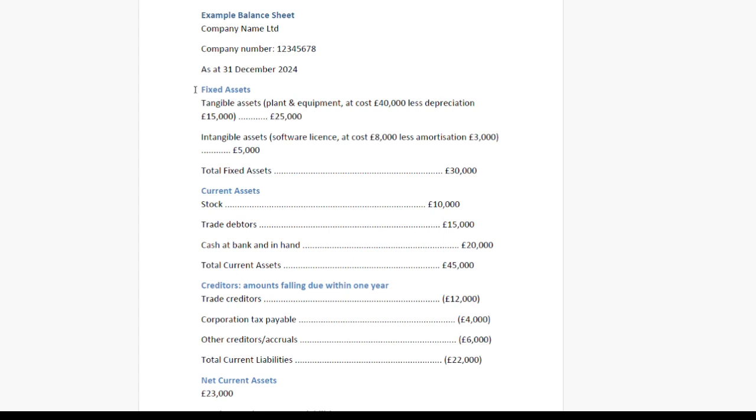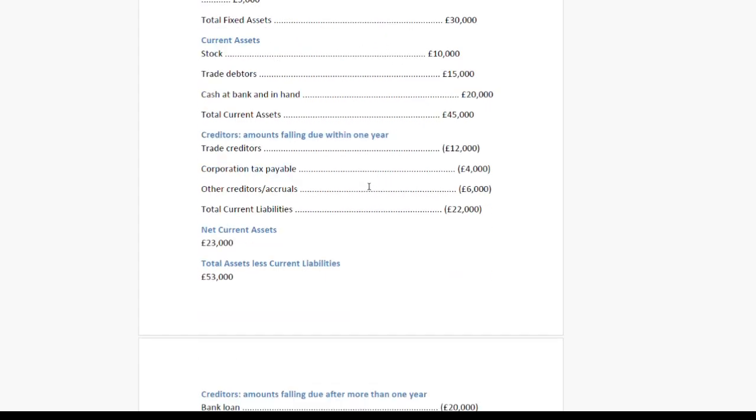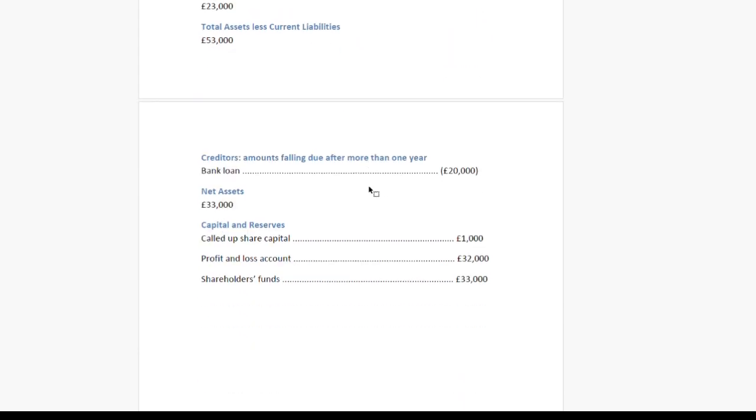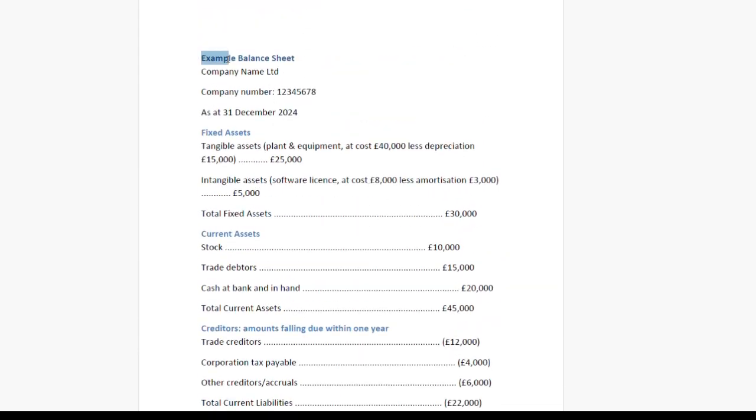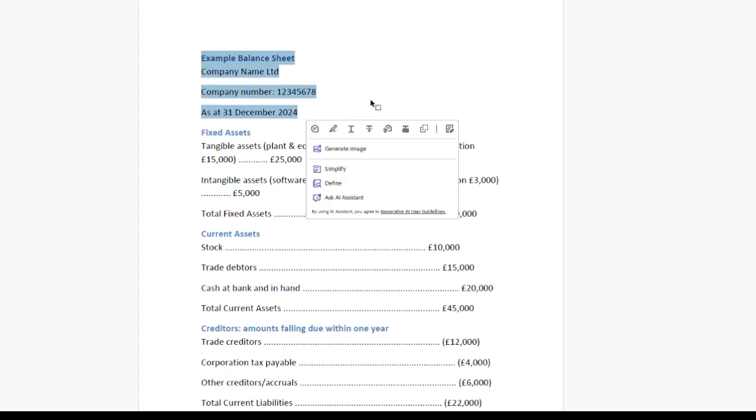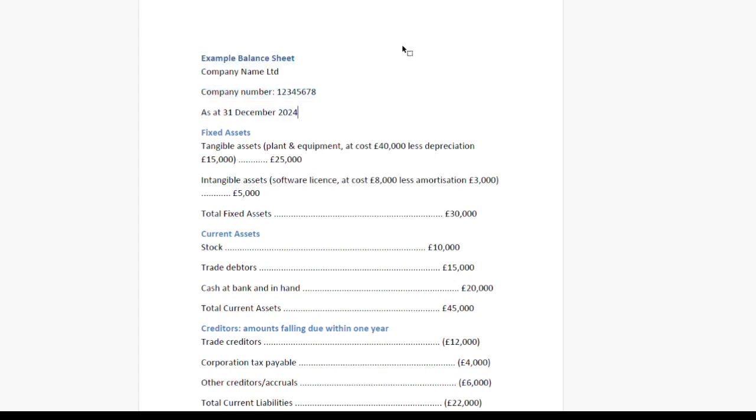So what we can see here is a typical example of a company balance sheet in the UK. And this starts off with just a preamble, so company name, the company number, and the date at which the balance sheet applies. And remember, the balance sheet applies as at a point in time, okay?